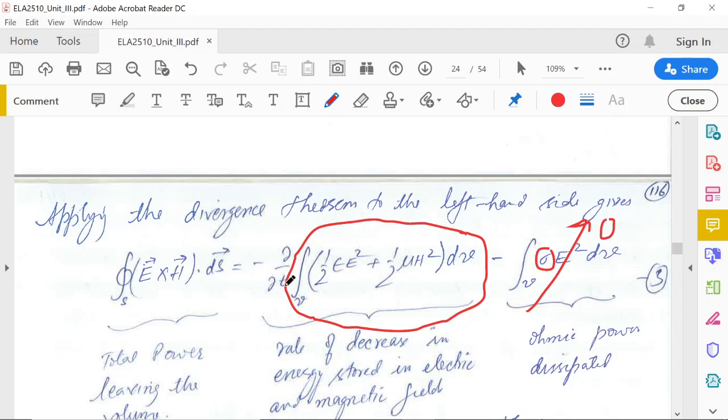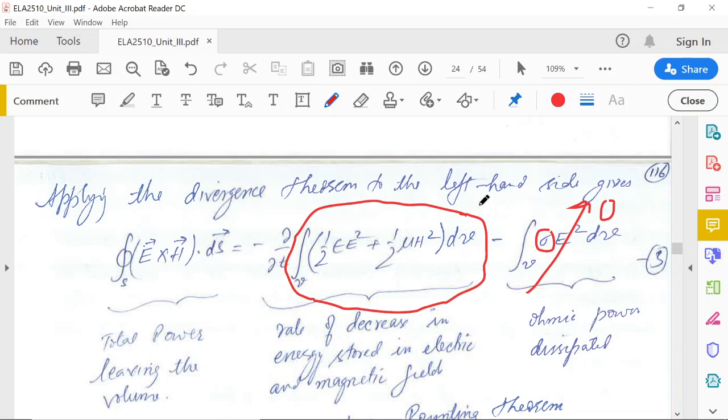Now this is del over del t, the rate of change of this energy, which gives you the power. So this term becomes the rate of decrease in energy stored in the electric and magnetic fields. If you have a certain volume, it will have some energy, and this whole factor gives you how the energy is decreasing within that volume with time. So it is the rate of decrease of the total energy, the rate of decrease of the power within that volume.